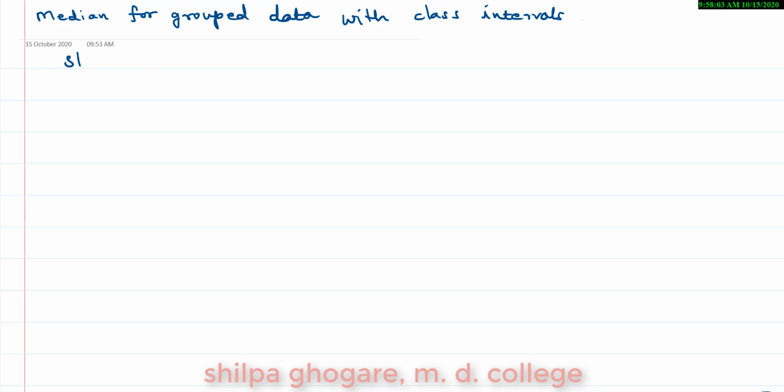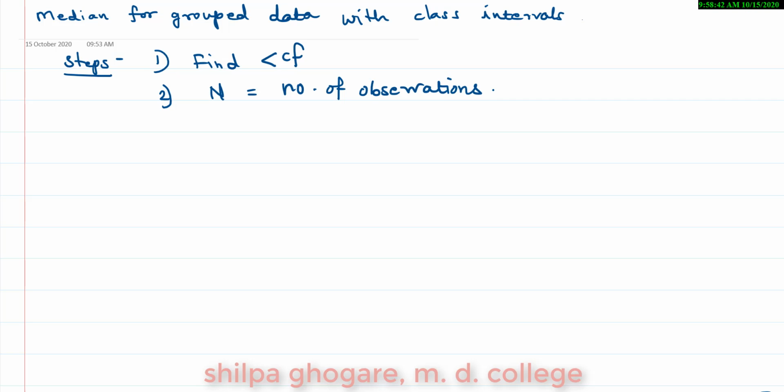The very first step is to find the less than cumulative frequency. This has been explained in the previous video on median for grouped data without class intervals. In the same manner, you have to find the less than cumulative frequency for the given frequency distribution table. After calculating it, you get the value of capital N, that is the number of observations. Then you find N by 2.